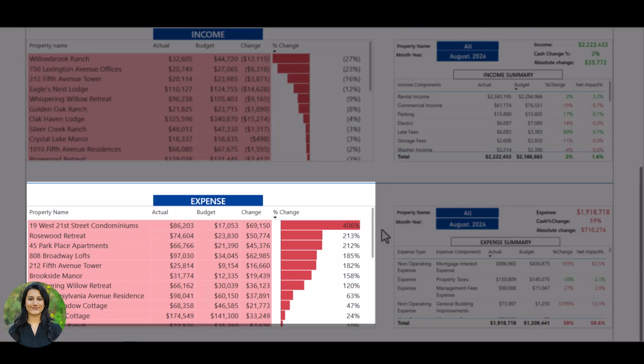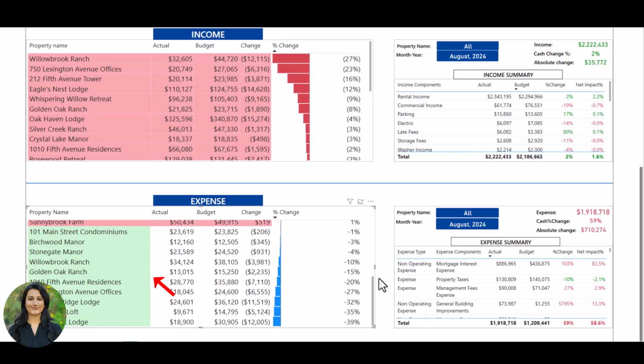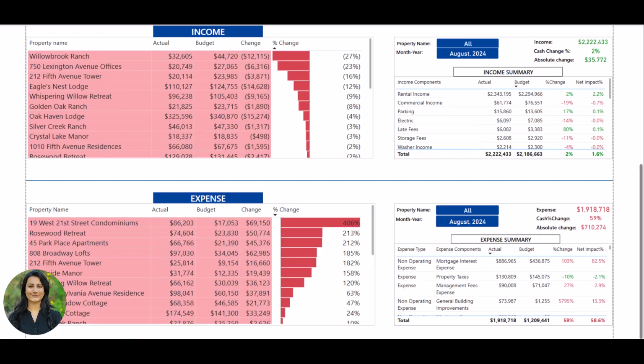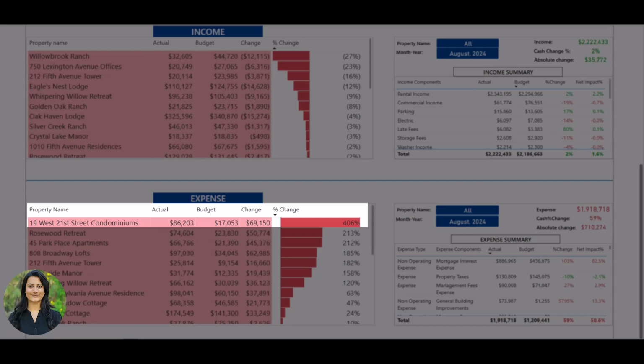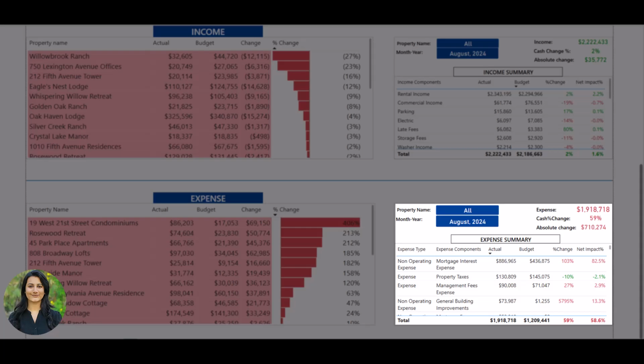In this visual, properties that spent more than budget are shown in red, and the ones that stayed within budget are shown in green. This expense chart shows clear overspending. Some properties have spent more than double their budgets. For instance, this property overspent by 406%. That's huge. On the right side, the expense summary shows total expenses at $1.91 million, while the budget was just $1.2 million. This is a 59% overshoot.